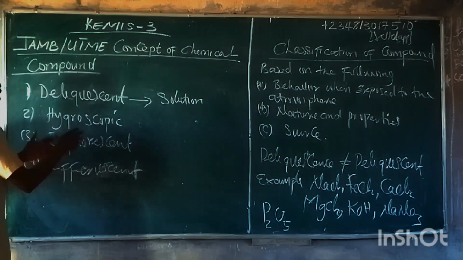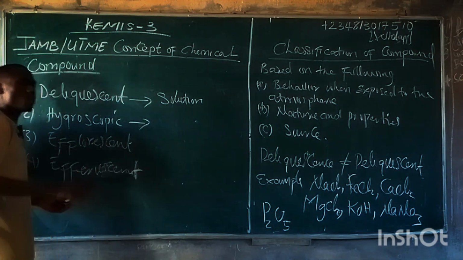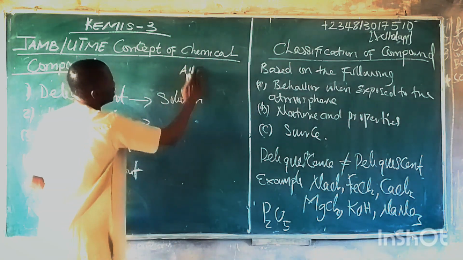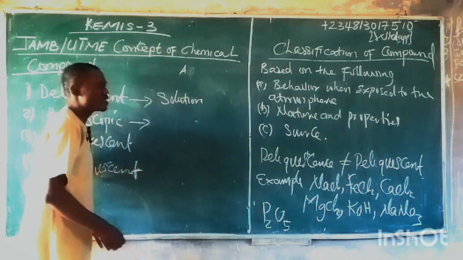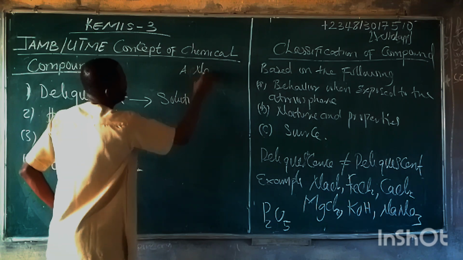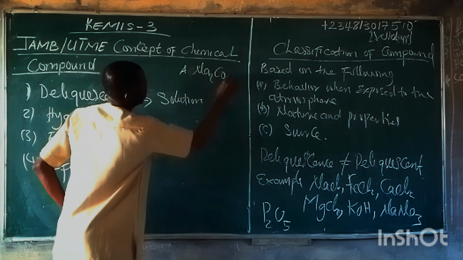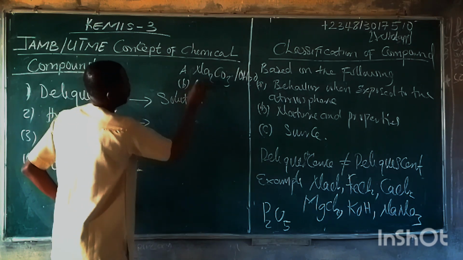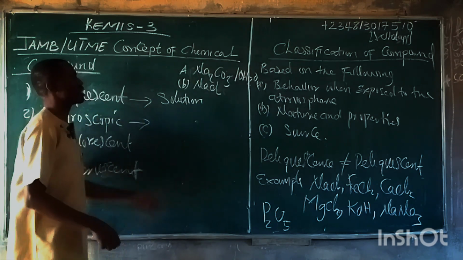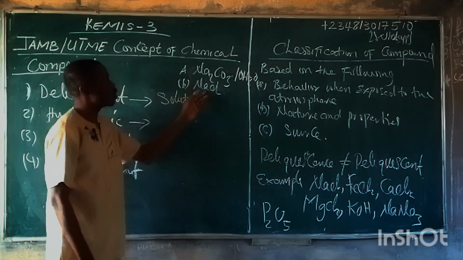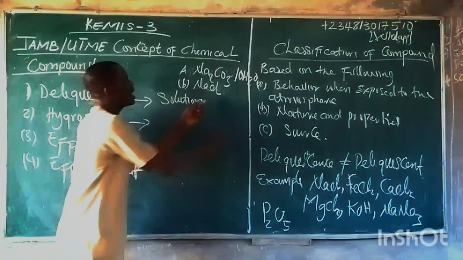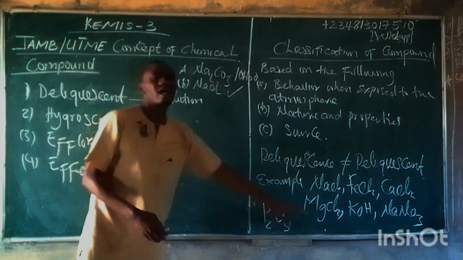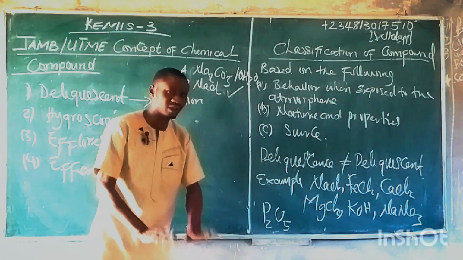Meanwhile, we go to the next one, which is hygroscopic substance. So what JAMB will ask you, they will list for you which of these is a deliquescent substance. They can write for you something like this, and then they say option B, and then they put sodium chloride. They will say which of these is a deliquescent substance. The answer is option B. Option B forms a solution when it is exposed to the atmosphere. Are you still with me? Stay with me, stay with me.